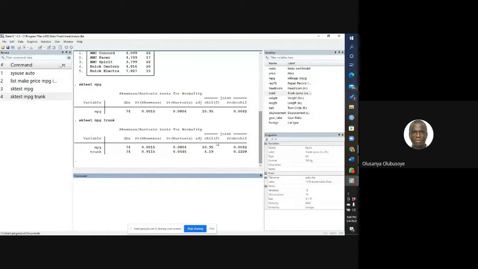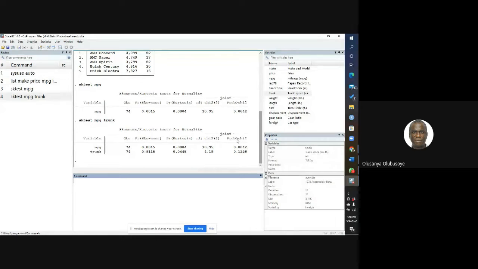Yes. Okay, thank you, sir. I'm sorry for bringing you back, sir. From the MPG and the trunk, how are we going to reject? Is it because it's 4.19 that we are rejecting, or is it based on the probability value? Who is talking on that? Prof, I have a question. Let me finish with this one, I will attend to you. Okay, I'm listening, sir.